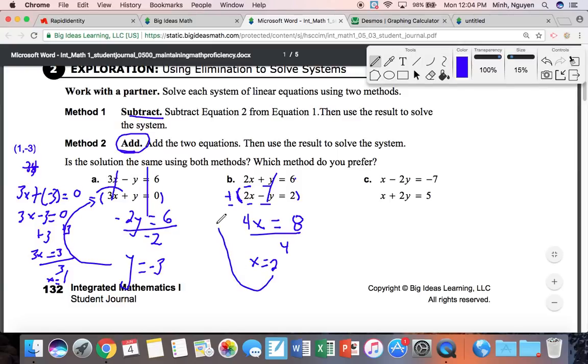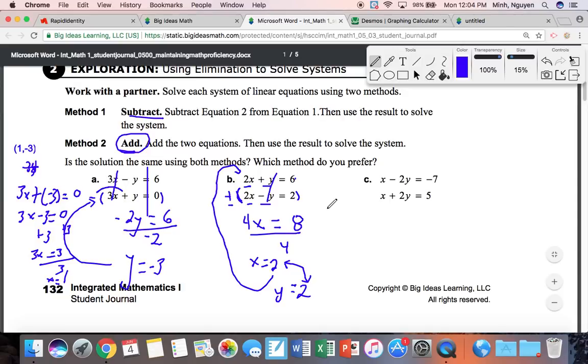You just take this and you plug it back in here. 2 times 2 is 4. 4 plus y is 6. Subtract 4 on both sides. I get y equals 2. So there's my solution, 2, 2. Notice that I could subtract or I could add. And in this case, either of them worked, but we'll see later on.